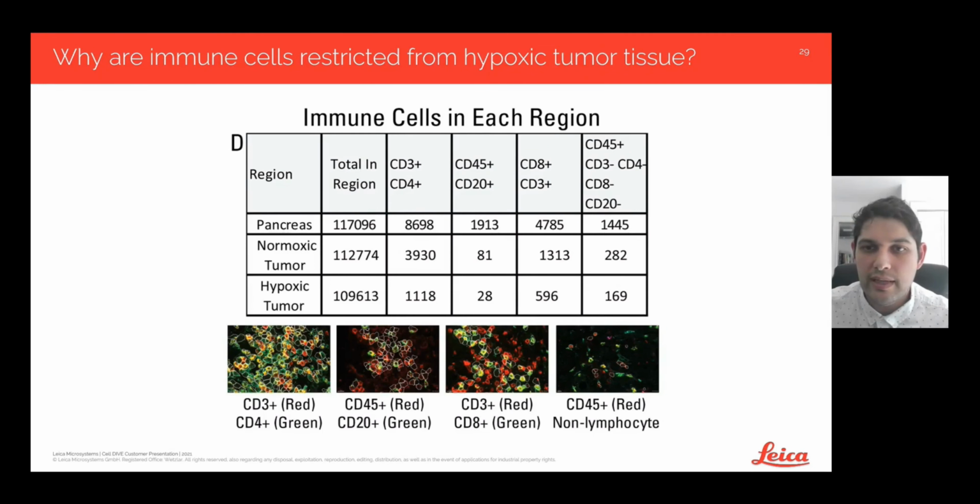First, let's just take a quick look at this table, which shows various immune cell types in the different tissue regions. You can see that in a hypoxic tumor, CD4 T cells, B cells, and CD8 T cells are sharply decreased, which recapitulates the previous analysis.